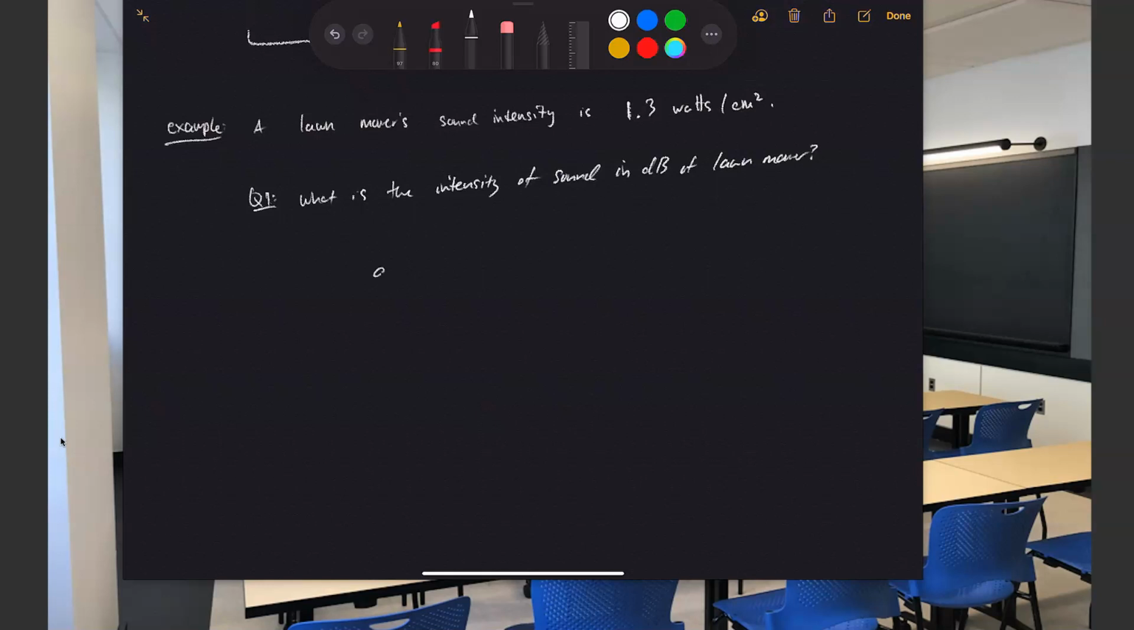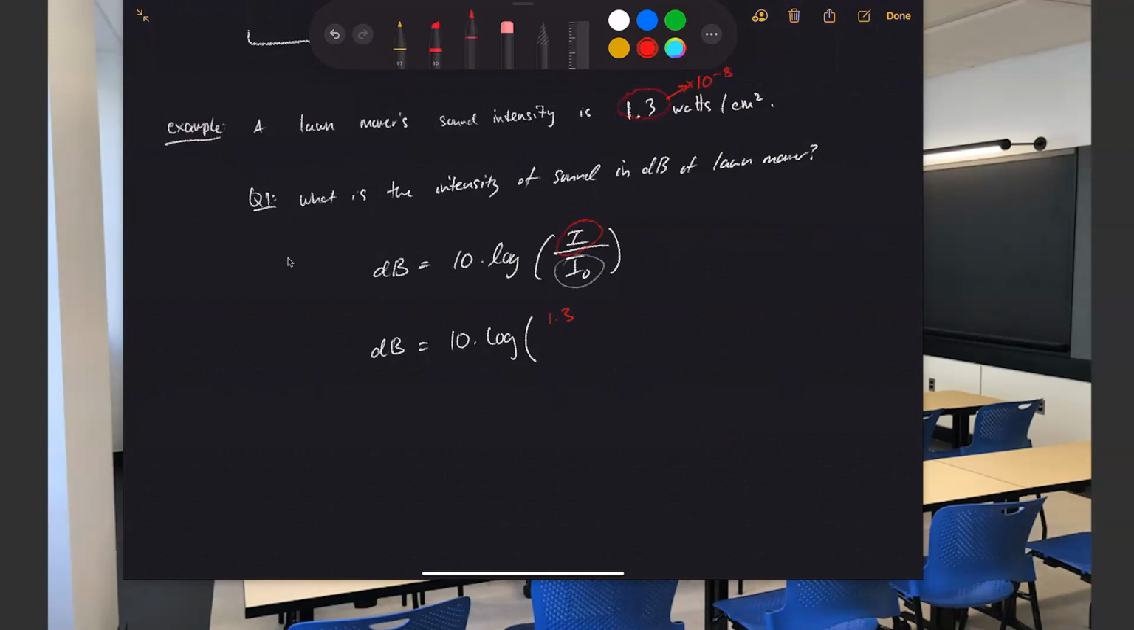We know that the intensity of sound in decibels is equal to 10 times the log of the intensity of the sound over the benchmark. We know this value: it's 10 to the negative 16th, the barely audible sound to humans. And this is our input for the sound of the lawnmower. So we get 10 times log of 1.3, and this is missing something actually. This is not 1.3 watts per centimeter, this is times 10 to the negative 8th.